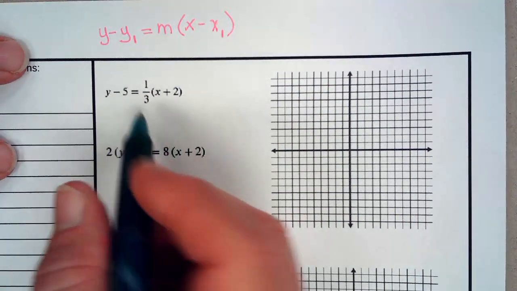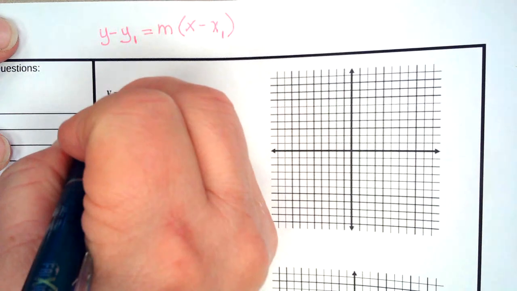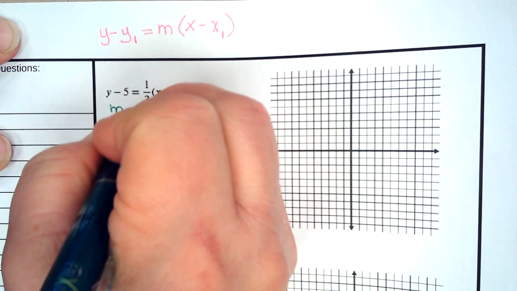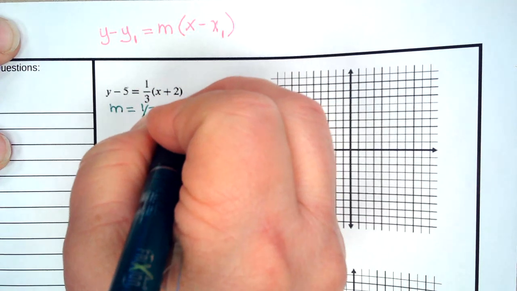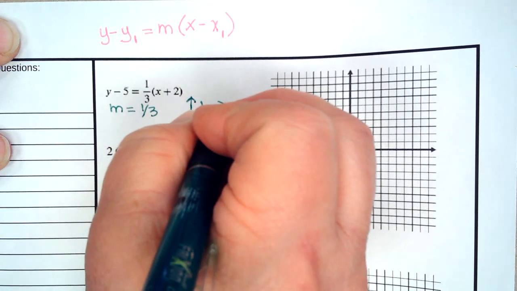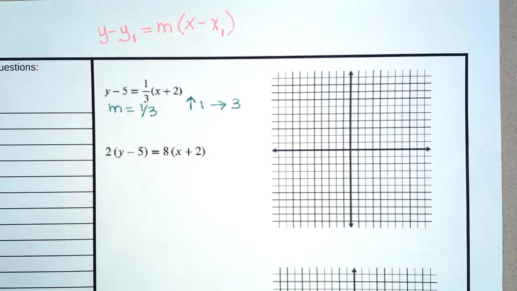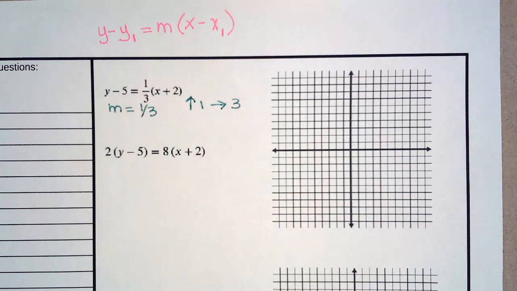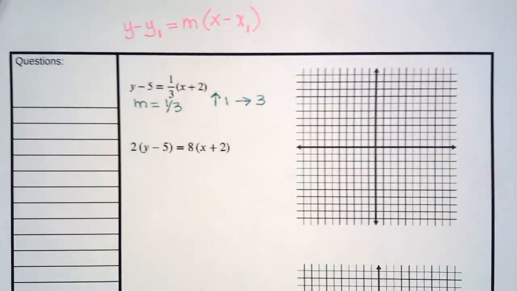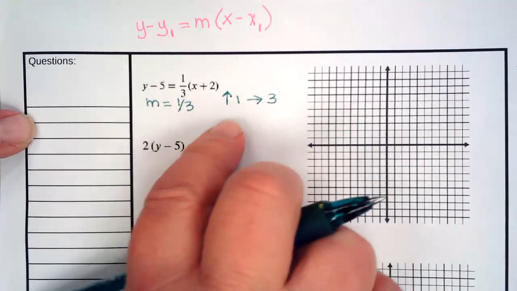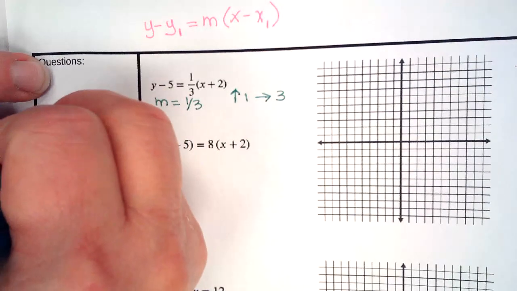So if we're looking, what is the slope? The slope is 1/3. That means I go up 1 and I go right 3. But where do I start? Remember, when you're looking at this, you need to think the opposite.